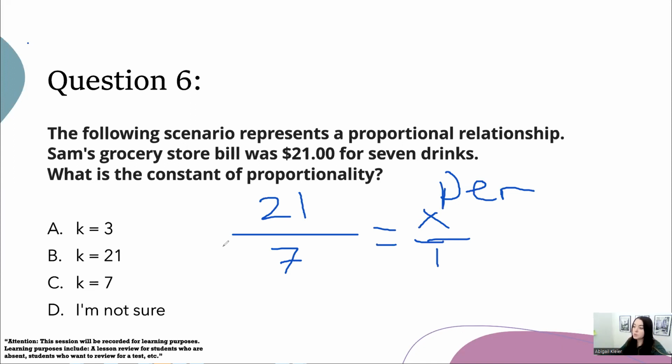There's 2 different ways you could solve this. You could set up your proportion, cross multiply, and solve for the variable, or you could say, okay, well, what is 21 divided by 7? 21 divided by 7 is 3, and that is the constant of proportionality. So if Sam spent $21 for 7 drinks, that means it was $3 per drink.